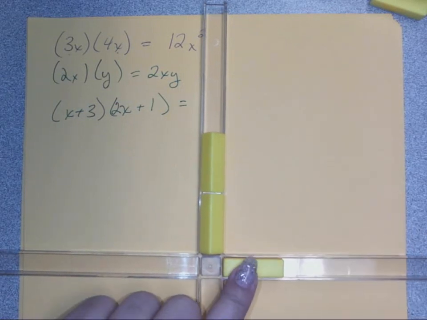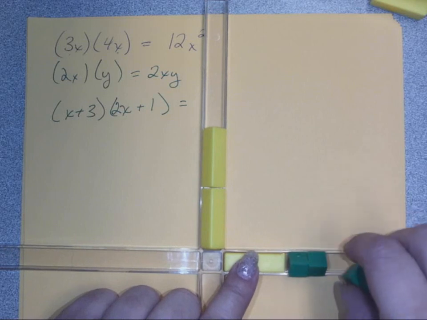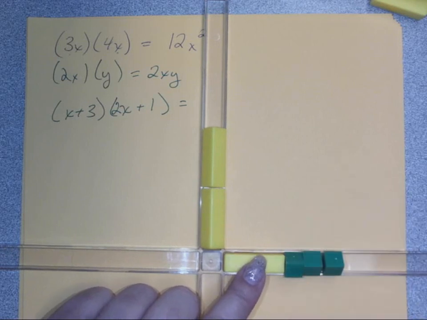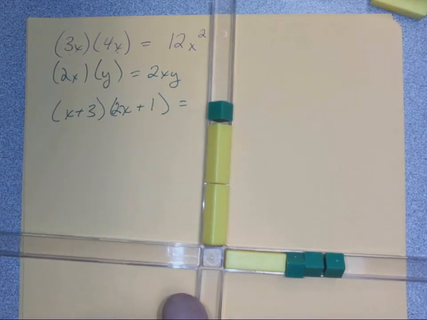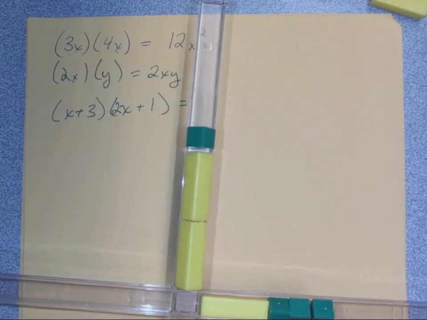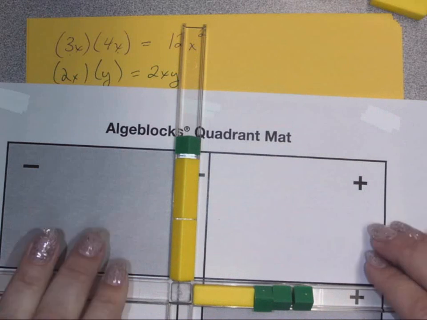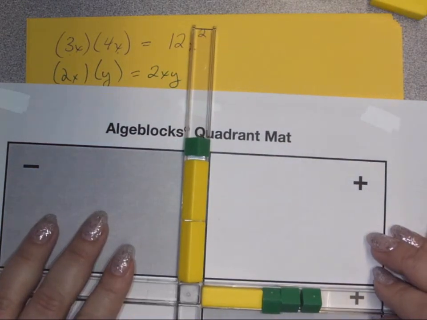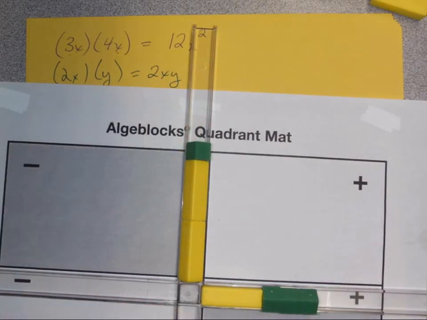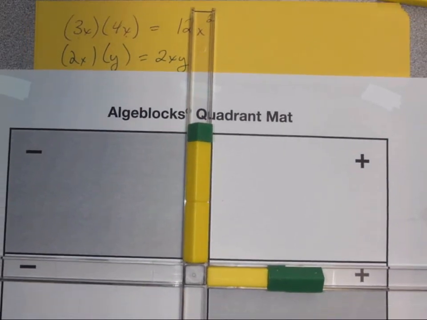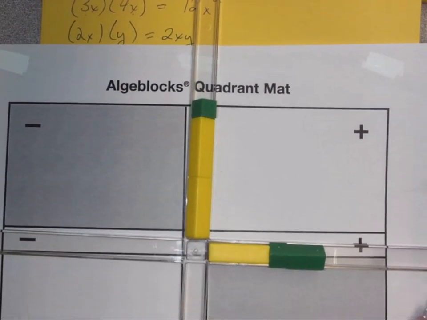I'd have an x plus 3, right? 1, 2, 3. And then I'd have a 2x plus 1. Everybody got that? x plus 3 times 2x plus 1. So that's how I would look and model this to begin with. And then we know where we're going, but to prove to children where we're headed, I need to line things up.